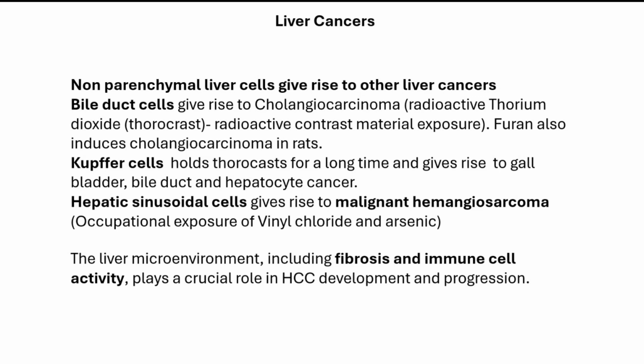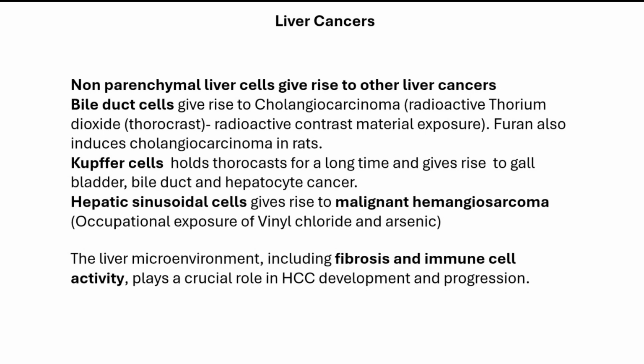Bile duct cells give rise to cholangiocarcinoma. There's radioactive thorium dioxide, thorotrast, a radioactive contrast material, exposure to which can cause cholangiocarcinoma. Furan also induces cholangiocarcinoma in rats. Kupffer cells hold these thorotrasts for a long time and give rise to gallbladder, bile duct and hepatocyte cancer.